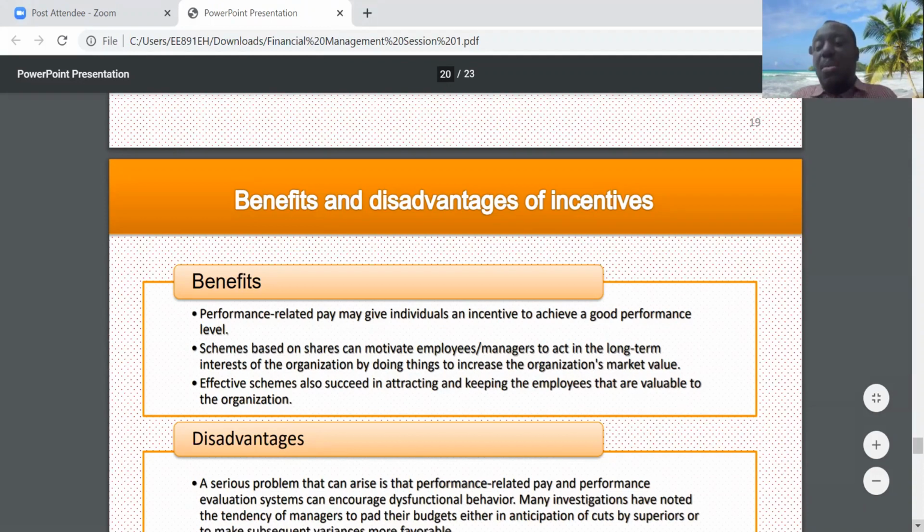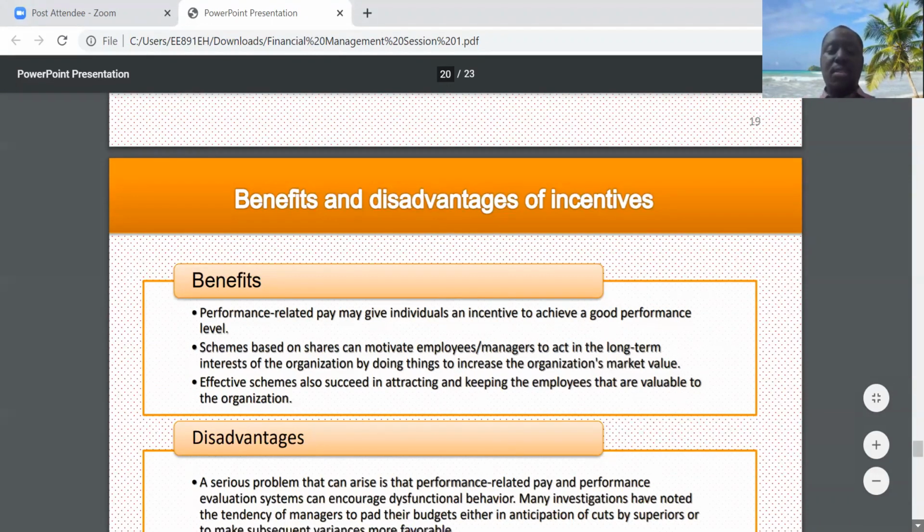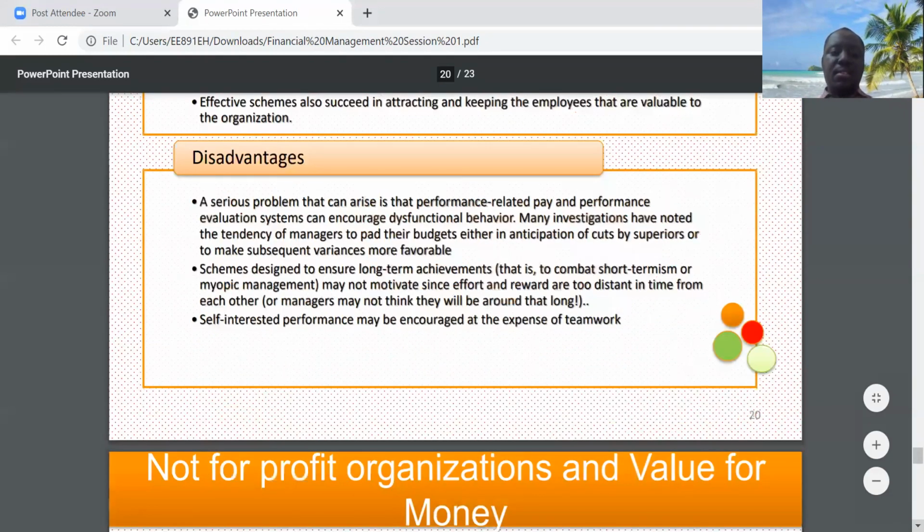So, for example, people change jobs because of incentives. Then what are the disadvantages? It can result in dysfunctional behavior.